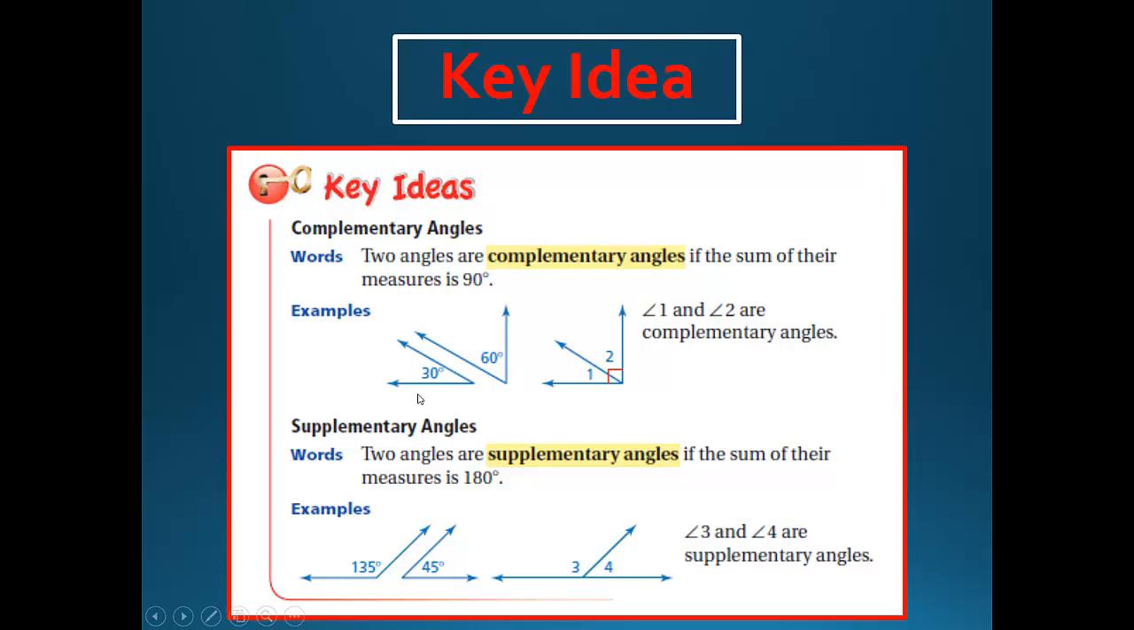For example, 30 degrees plus 60 degrees equals 90 degrees, so these two angles would be complementary. Two angles are supplementary angles if the sum of their measures is 180 degrees. For example, 135 degrees plus 45 degrees would equal 180 degrees, so these two angles are supplementary.